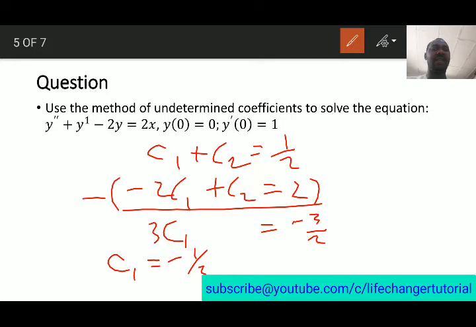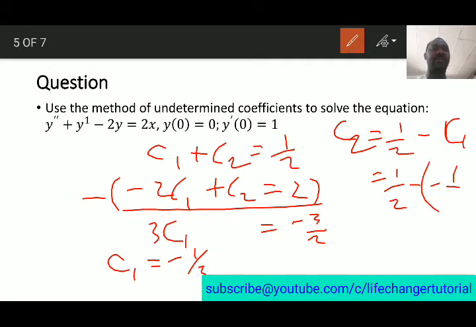If c1 is minus half, what is c2? c2 is half minus c1, which is half minus minus half, and that is equal to 1. So you can write that somewhere, that your c1 is equal to minus half and your c2 is equal to 1. This is beautiful. So that gives us our final answer.